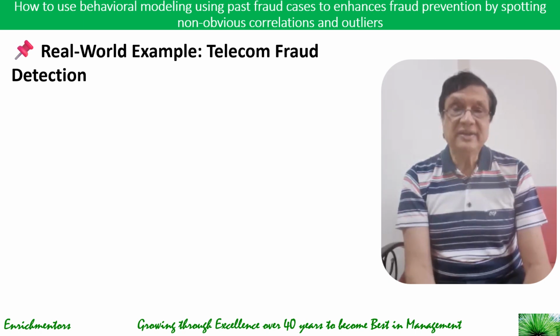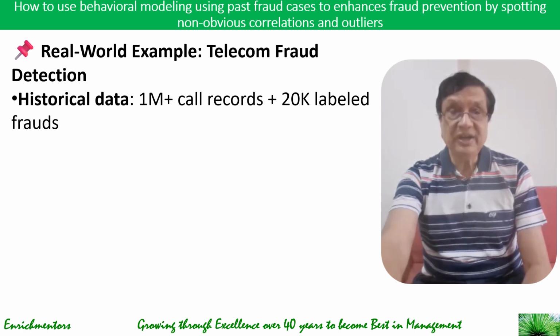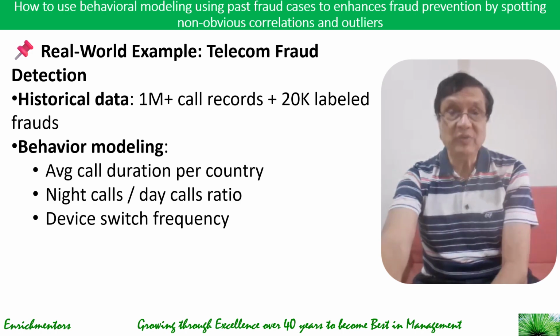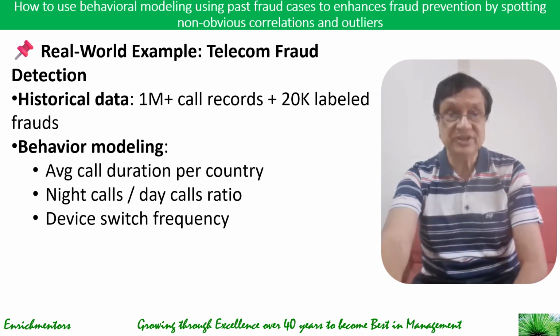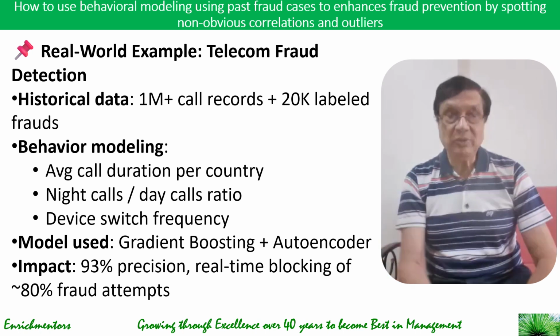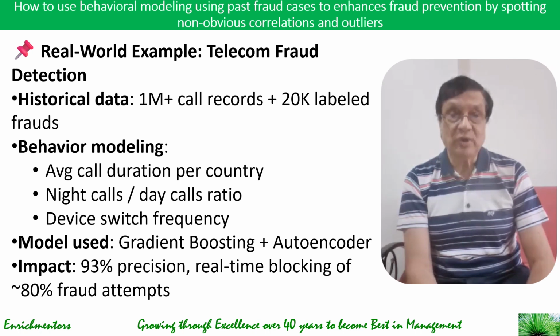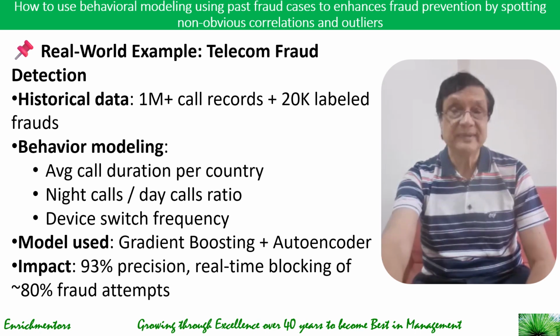Now let's take a look at a real-world example of telecom fraud detection. In this case, historical data of 1 billion plus call records and 20,000 labeled frauds were investigated and used. Behavioral modeling was done using features like average call duration per country, night calls versus day calls ratio, and device switch frequency. The models used were gradient boosting plus autoencoders. The impact was 93% precision and real-time blocking of 80% plus fraud attempts. So that was a good, successful example of telecom fraud detection.